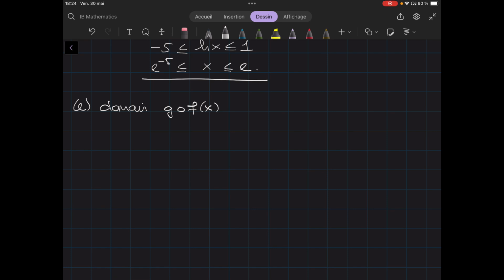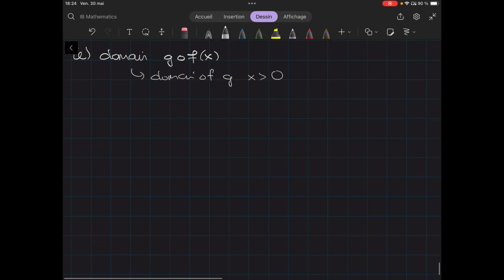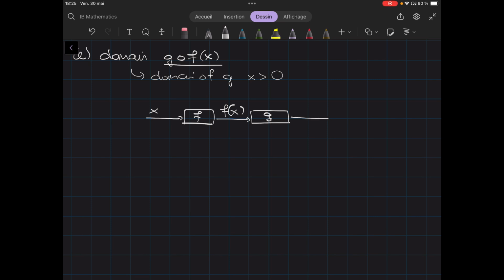Now, recall that the domain of g is x greater than 0. You can think of the composite function as a function machine. You have x going into the machine, that's called f. This guy spits out f of x. This f of x then enters another machine, g, and it will spit out g of f of x.